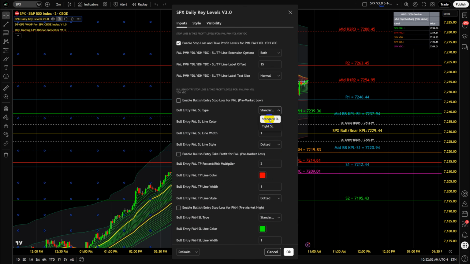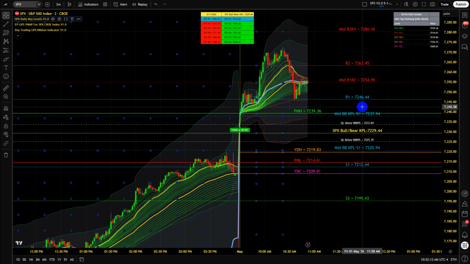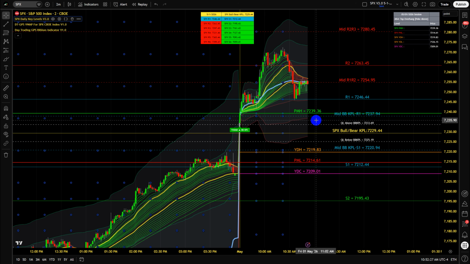You can also choose between a standard stop loss and a tight stop loss if you like to trade the contextual levels as opposed to the main key levels. The stop losses and the take profits on the main key levels, the BBKPL, the R levels, and S levels are all determined by the key levels themselves, whereas with the contextual levels, you're using the control panel for both the stop losses and take profits.